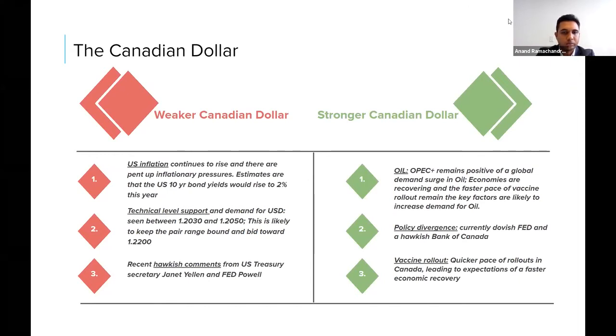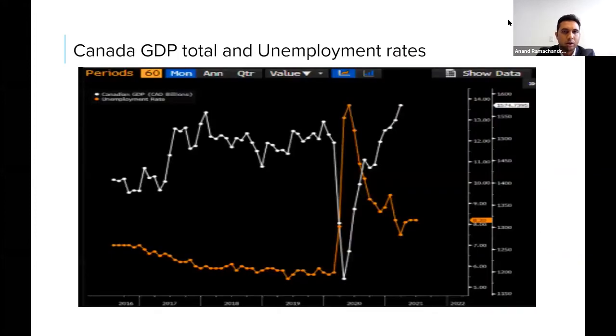Next slide, please. So here's a chart of the Canadian GDP total versus the unemployment rates. As we see on a year-on-year basis, the GDP for Canada has increased by 5.67%. And in terms of the total number, we are now at a level that's better than the pre-pandemic levels. This is in spite of the fact that unemployment rates are at 8.2%, well above the pre-pandemic levels, closer to 5.4%.